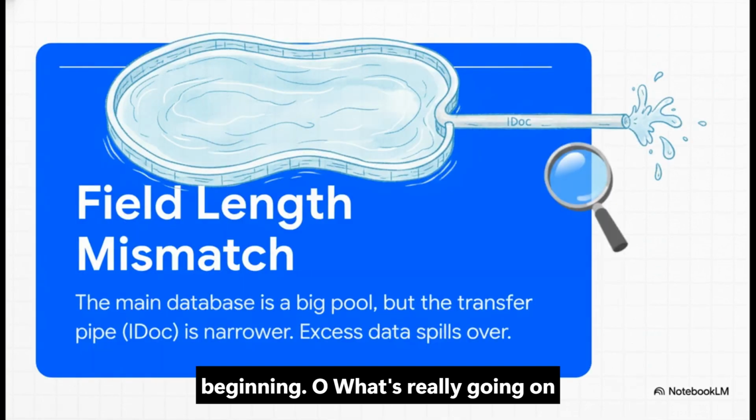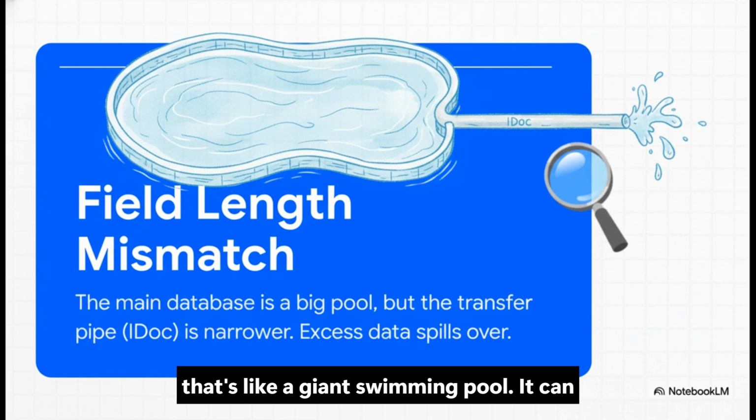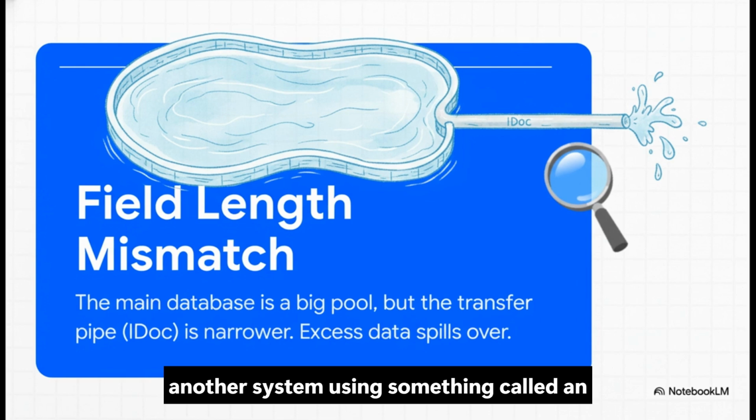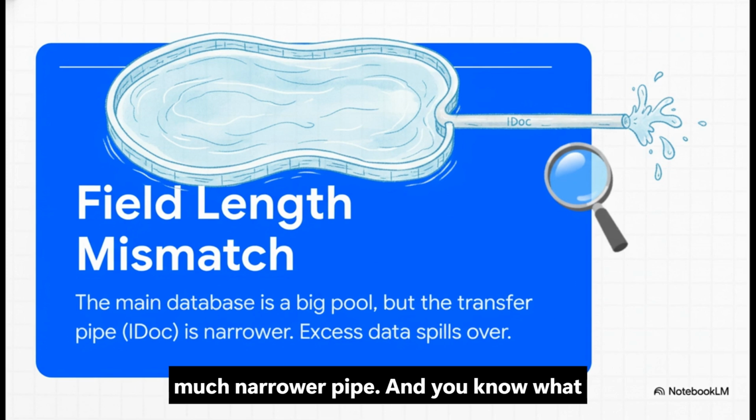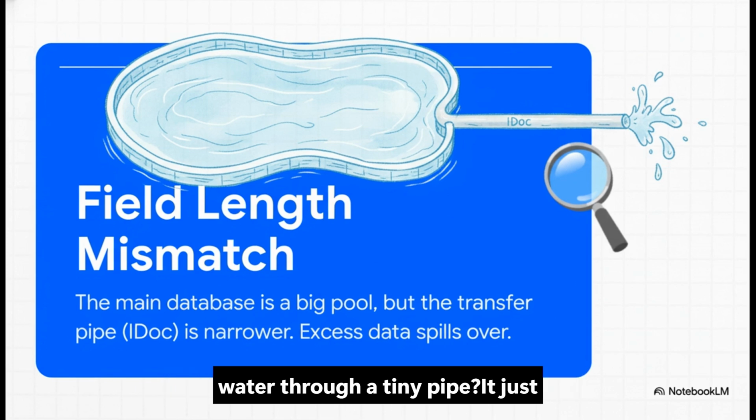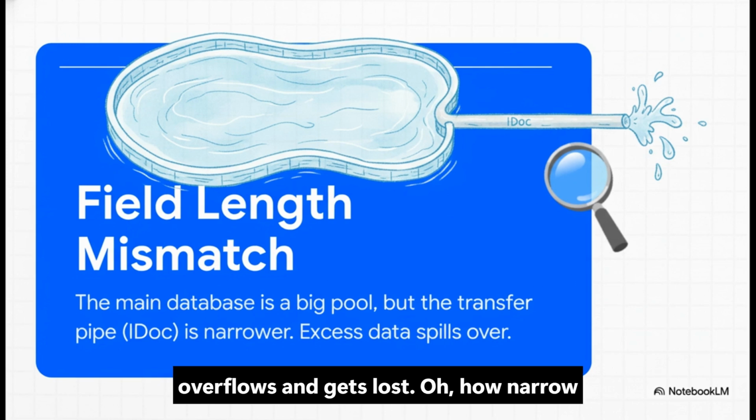So what's really going on behind the scenes? Well, let's think about it like this. Your main SAP database, that's like a giant swimming pool. It can hold tons and tons of information. But when you need to send that data out to another system using something called an IDOC, it has to travel through a much, much narrower pipe. And you know what happens when you try to force too much water through a tiny pipe? It just overflows and gets lost.